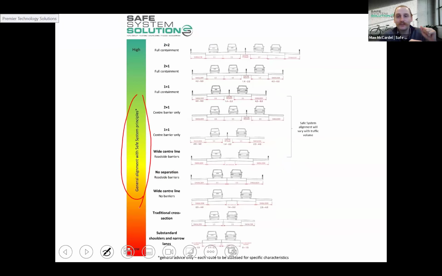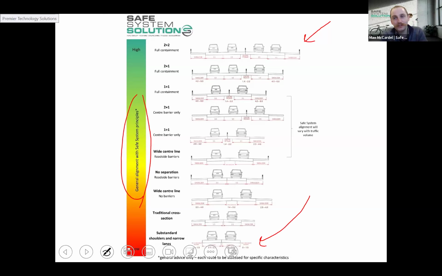And what we know works very well is barrier systems on the edge, barrier systems in the middle, and also providing shoulders and things like that. So full containment. Where we're unable to get those and we've just got substandard, perhaps gravel shoulders or no shoulders, narrow traffic lanes, that aligns very poorly with safe system principles. Ideally, in those scenarios, we would have lower speeds.